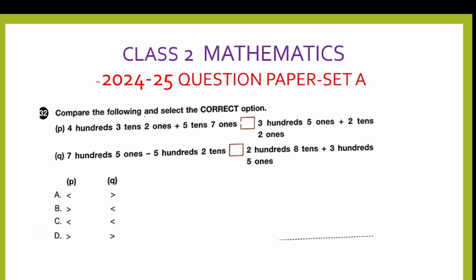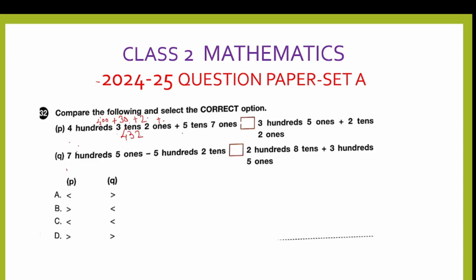Compare the following and select the correct option. Okay. So we have two statements and we have to find out the correct option for this P and Q statement. Before that, let's see what is the statement P and what is the statement Q. Now P is what? 4 hundreds, 3 tens, 2 ones plus 5 tens, 7 ones. Okay, so let's first write down the number. What is the number here? Now 400, that means 400 plus 3 tens, that is 30, plus 2 ones, that is 2. So how much is this? This is 432.